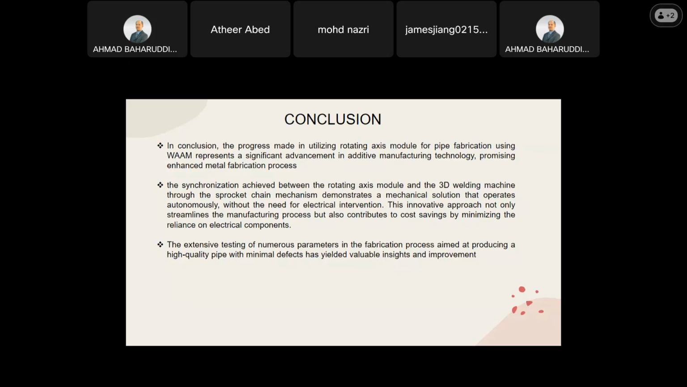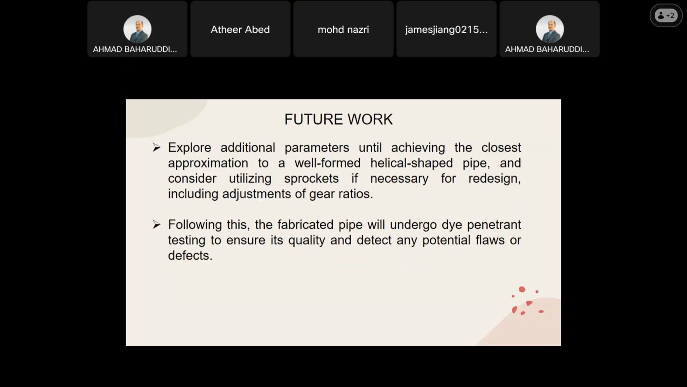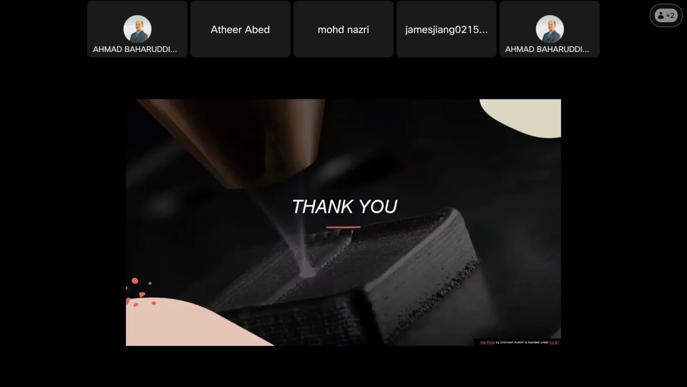Next, my future work will be to explore additional parameters until achieving the closest approximation to a well-formed helical pipe, and consider utilizing sprockets if necessary for redesigning, including adjustment of gear ratios. Following this, the fabricated pipe will undergo die penetrant testing to ensure its quality and detect any potential flaws or defects. Thank you.